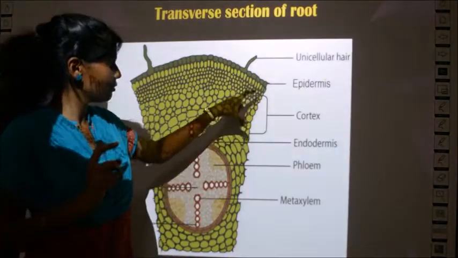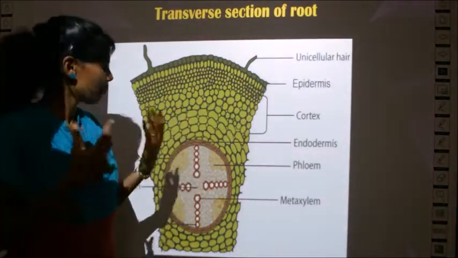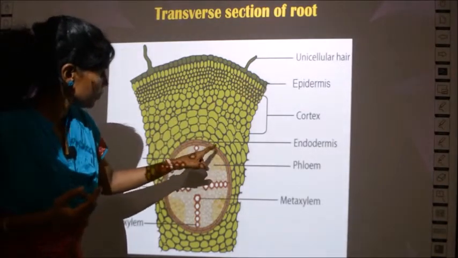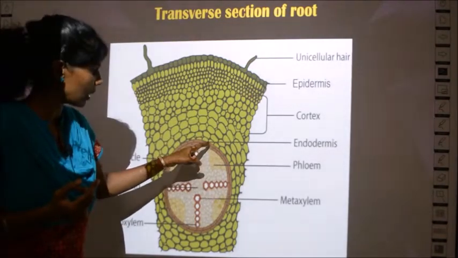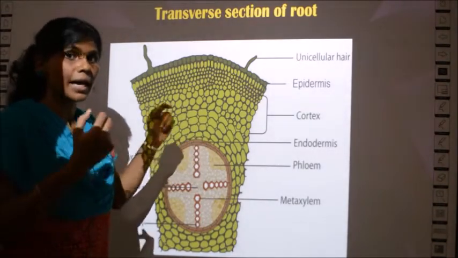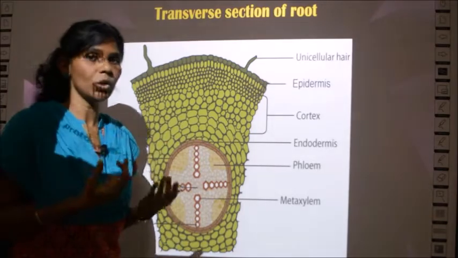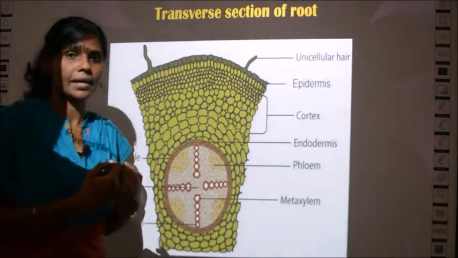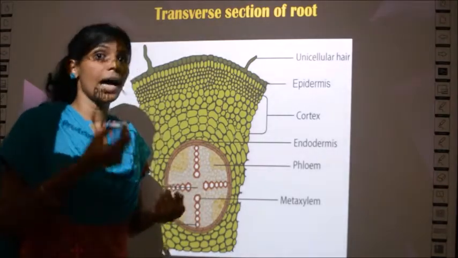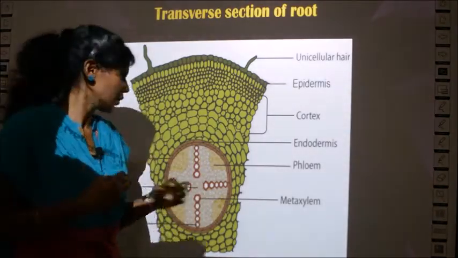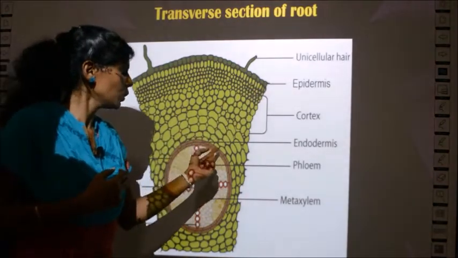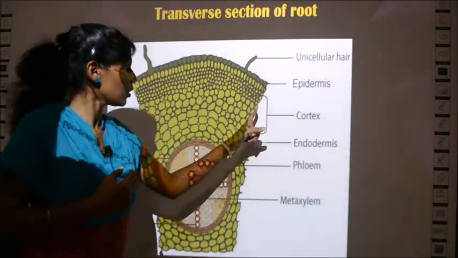The next layer, if you see, is the cortex. From where to where is the cortex? Below the epidermis till the endodermis. You have two brown layers here, no? The outer brown layer is called endodermis. What is endo? Endo means inside. Epi denotes outside and endo denotes inside. So the region between the epidermis and the endodermis is called the cortex.